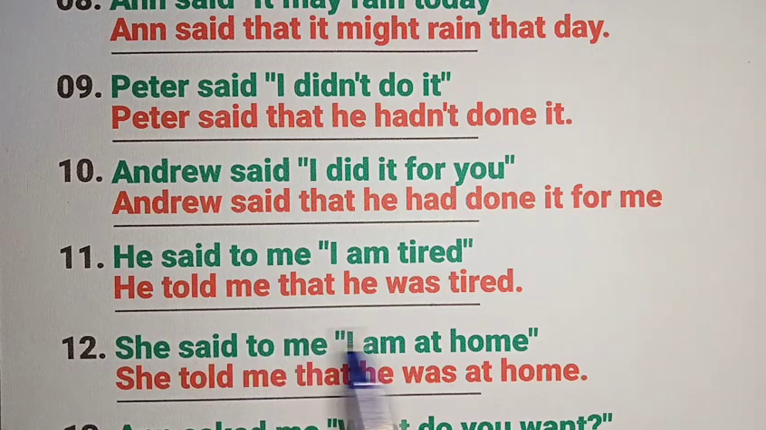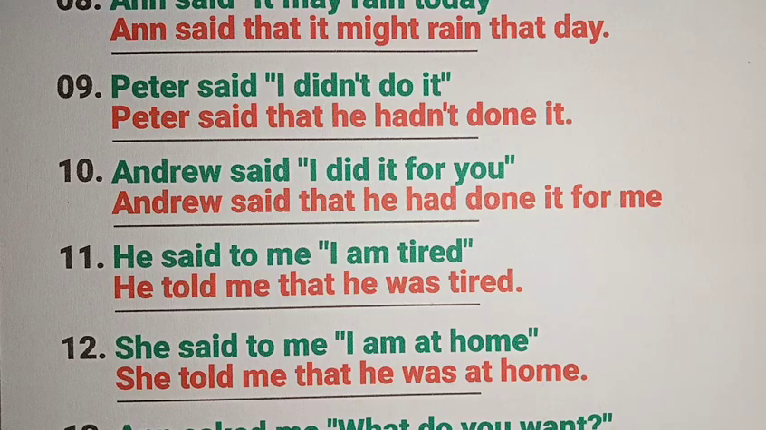He told me that he was tired. Now look at the next one so you can understand easily. She said to me, I'm at home. Now you can understand. Said to me, she told me. She told me that he was at home.